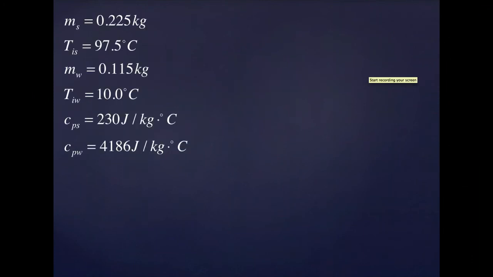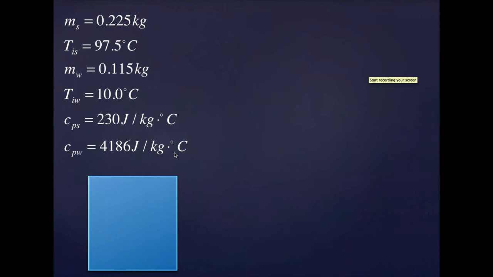So, let's see. They tell us that we have two objects. We have water, and we have this sample, some kind of tin sample. They give us the mass of water, 115 grams or 115 kilograms. The initial temperature for water was 10 degrees Celsius, and the sample had a mass of 0.225 kilograms and an initial temperature of 97.5. We're also given the CP for the sample, and we know that CP for water is 4186. We need to figure out the final temperature.